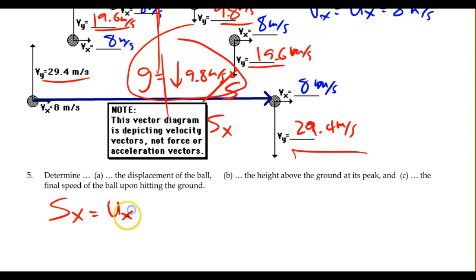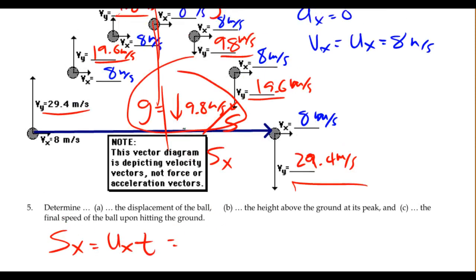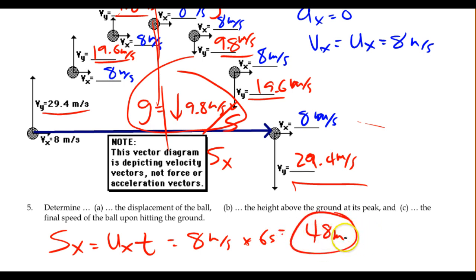Sx is equal to ux times t. We know the time because each second is a picture, so 1, 2, 3, 4, 5, 6 seconds. We're traveling at 8 meters per second, so we're going to be moving at 8 meters per second times 6 seconds equals 48 meters for the displacement. Now, it is a displacement, so it's also, the angle is 0 degrees.